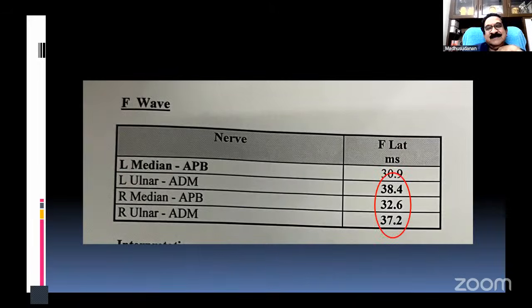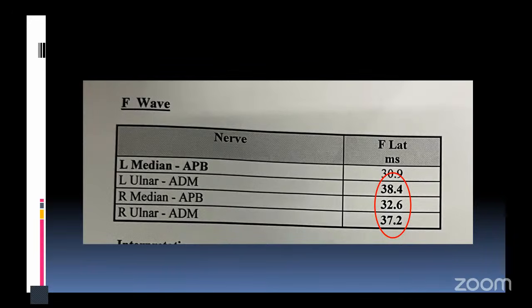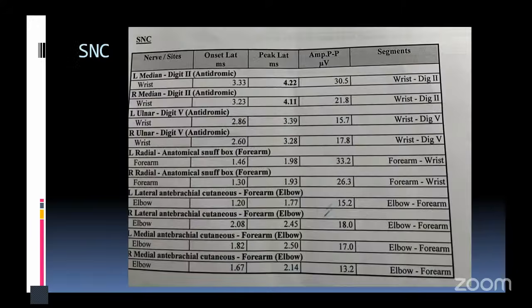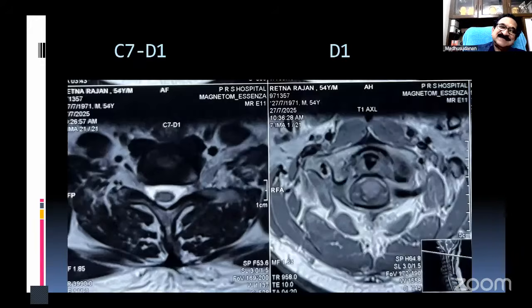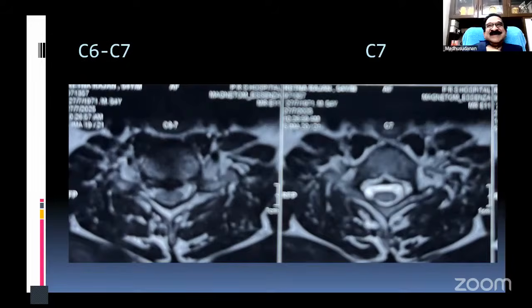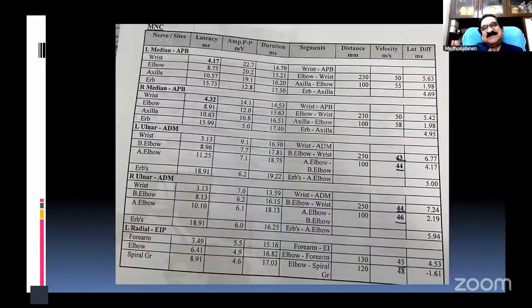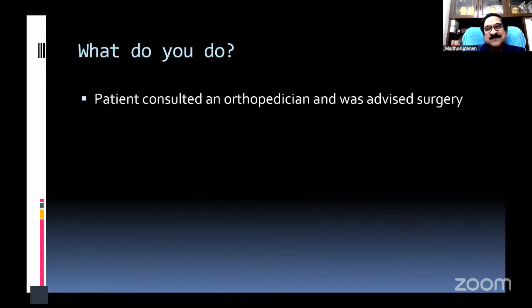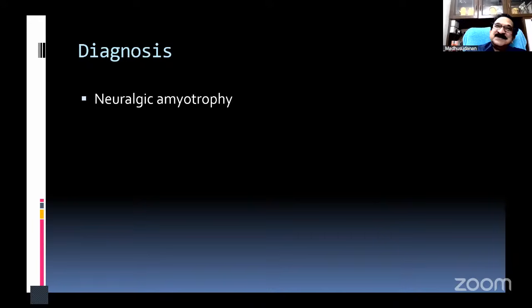Okay. So significant weakness. Correct. The maximum affection in the MRI is in the C7 root on the right side. Right. But he has an abduction weakness. That is the maximum motor deficit he is having. Right. Exactly. So that's the point. See, so what will you do now? The patient consulted orthopedic surgery. That is why he came to us. He has neurologic amyotrophy.